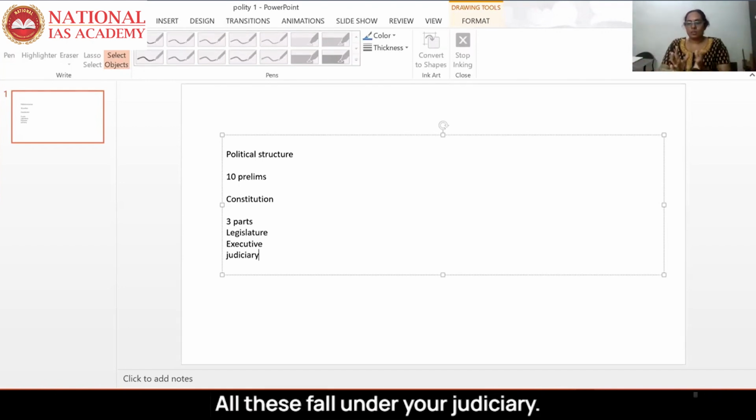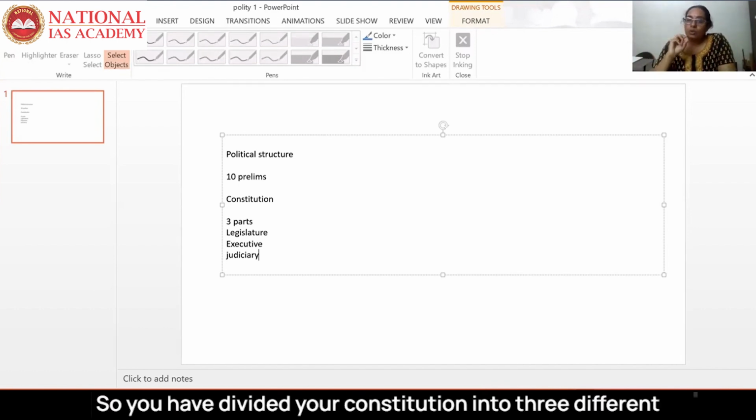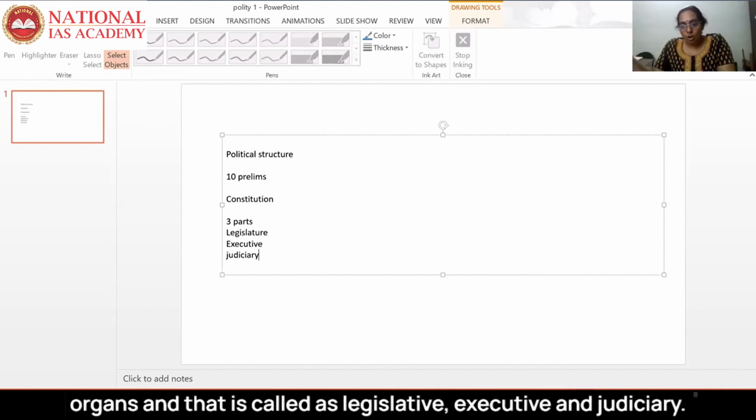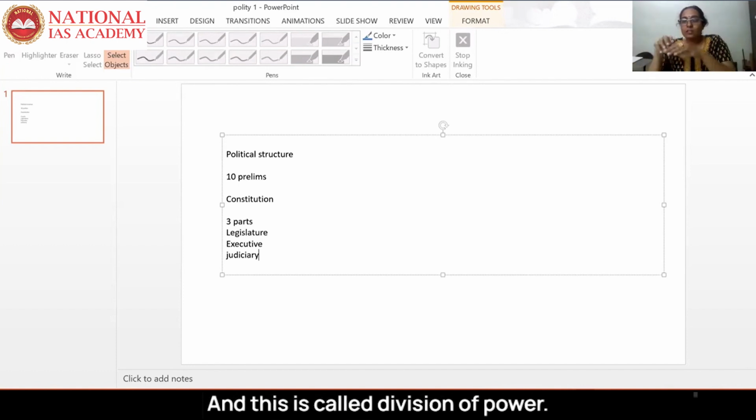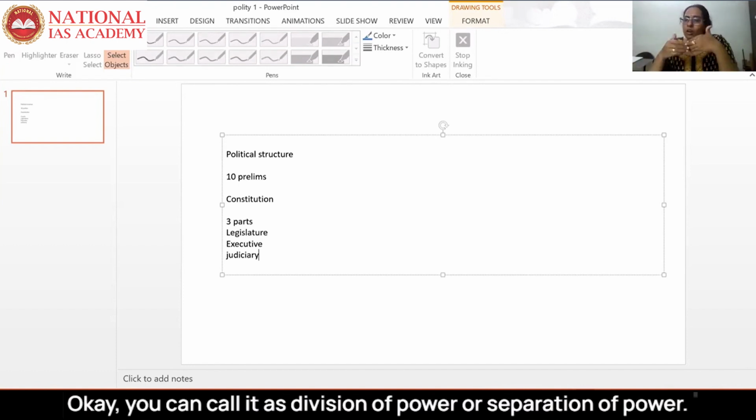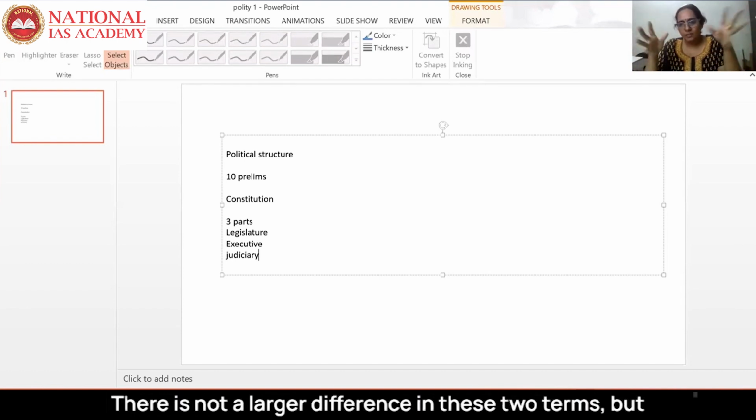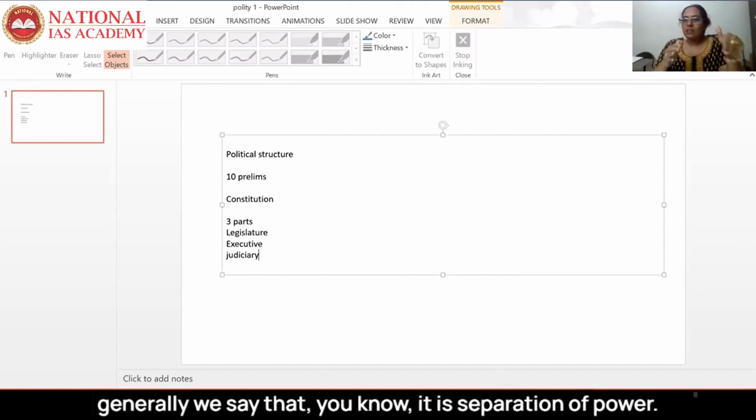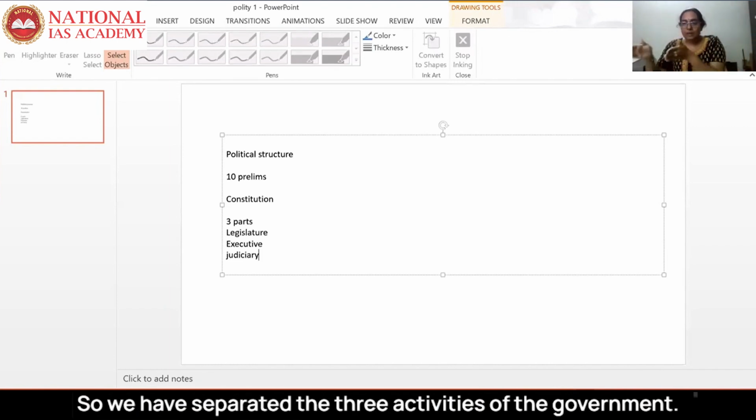All these fall under your judiciary. So judiciary does all this work. Okay, so you have divided your constitution into three different organs, and that is called legislative, executive, and judiciary. And this is called division of power. You can call it division of power or separation of power. There is not a large difference in these two terms, but generally we say it is separation of power. So we have separated the three activities of the government.